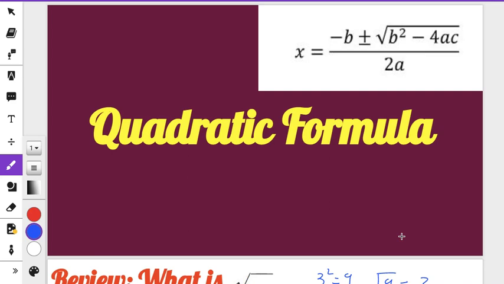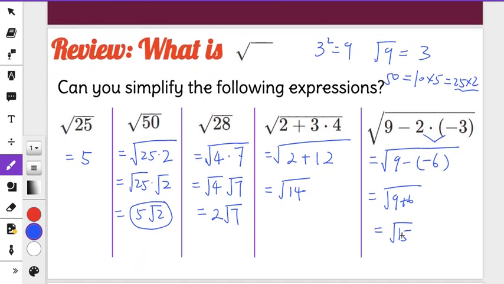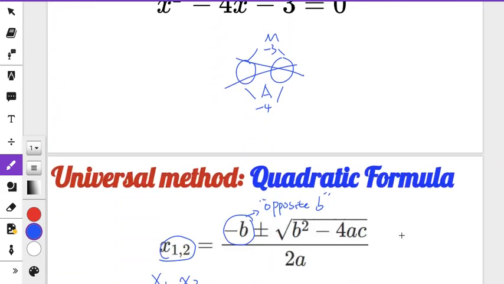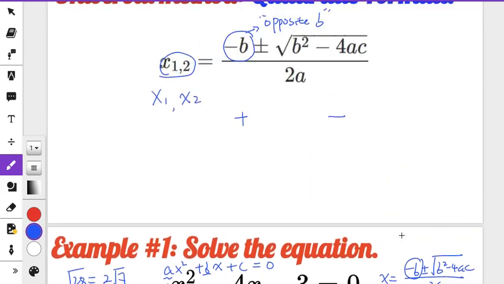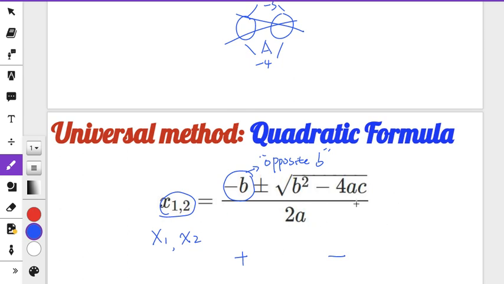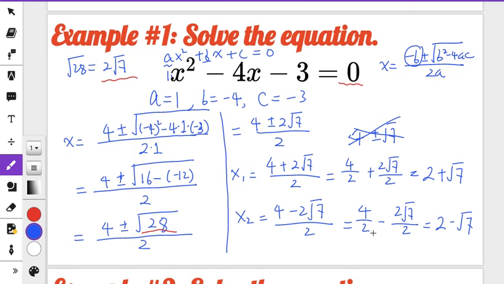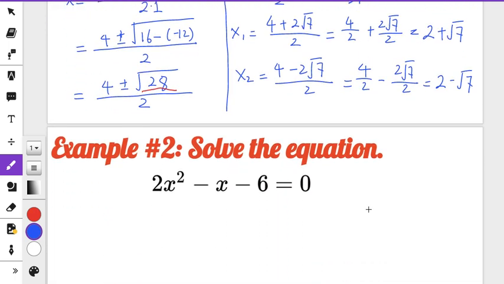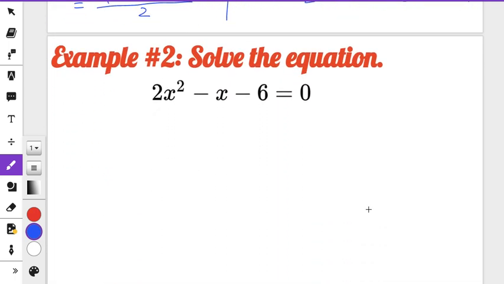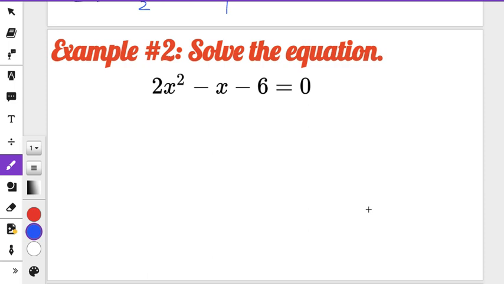Hello everyone, in this video we are going to continue our conversation about the quadratic formula. In the previous video we reviewed the square root symbol. We also practiced how to use the quadratic formula, which is this long fraction here, and solved the first example. In this video we are going to do two more practices to see how we solve the problem.